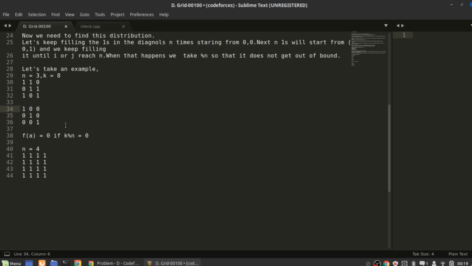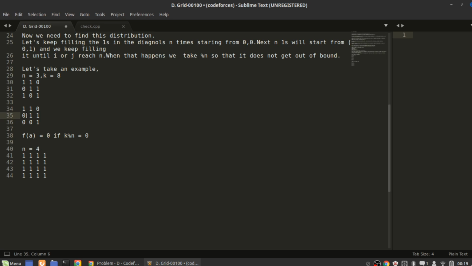Now we start from 0, 1. Again we put a 1 here. Now the first row has 2 ones while the rest of the rows have only 1 one, and the second column has 2 ones while the rest of the columns only have 1 one. And we move diagonally, we put another 1 here.